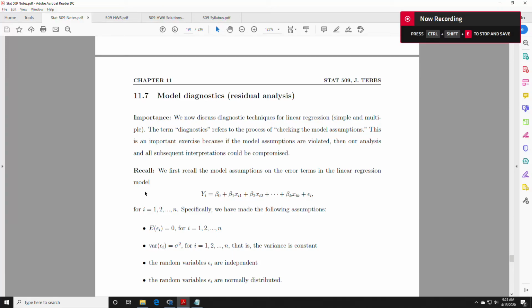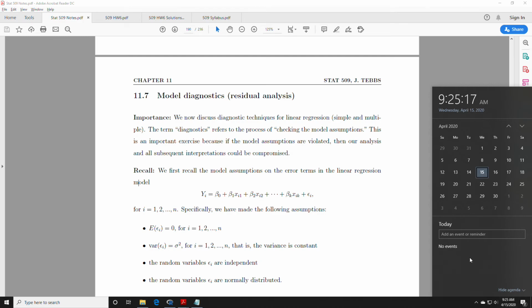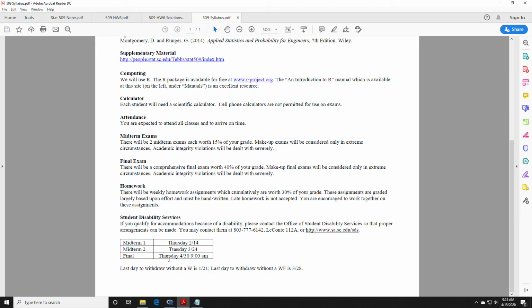All right, hello everyone. So this is going to be our final lecture, the lecture for 416. As far as new material is concerned anyway, I intend to save the last two lectures for review, and then our final, as we can see from the syllabus, will be the following Thursday.